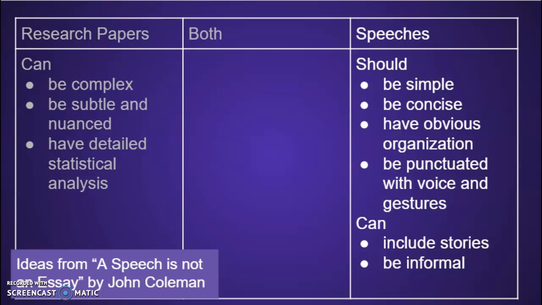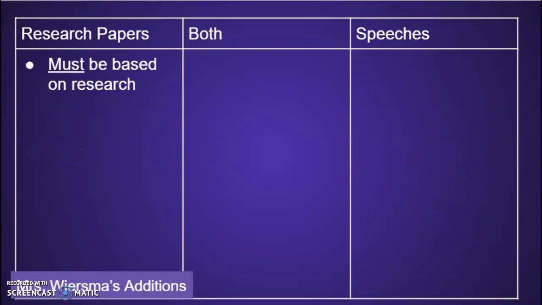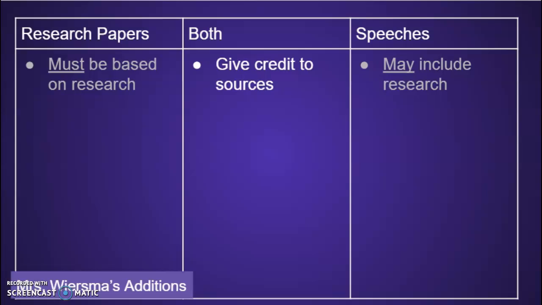But I want to point out a few differences in addition to that. Research papers must be based on research, whereas speeches can include research, but they don't necessarily have to include research. It really depends on the purpose of your speech. And in both research papers and speeches, if you do use sources, you need to give credit to the sources, but it's going to look different in each. In research papers, you'll follow MLA guidelines or whatever guidelines you choose to follow or you're instructed to follow, whether that's APA, Chicago, or whatever. But there's a specific way you have to give credit to the sources.